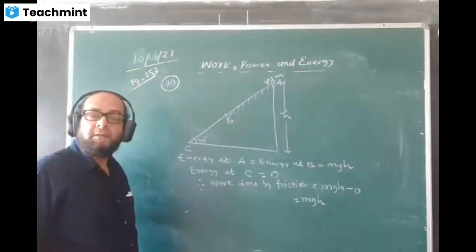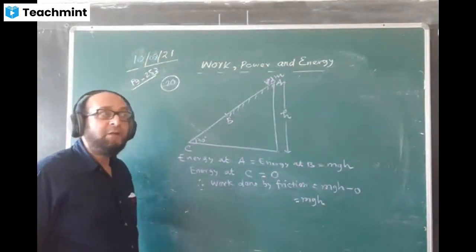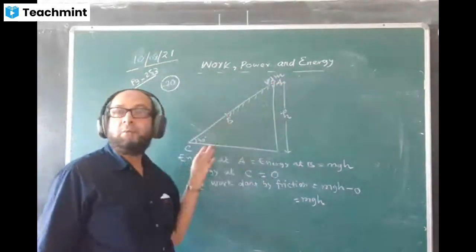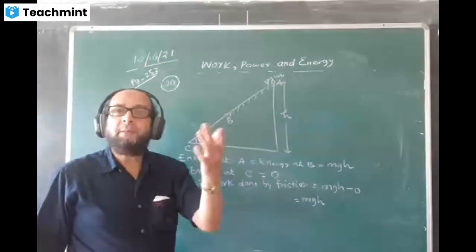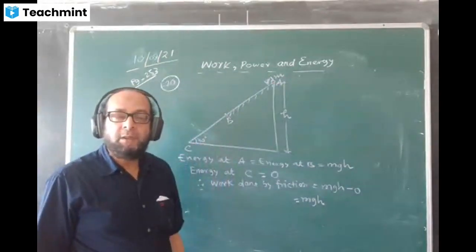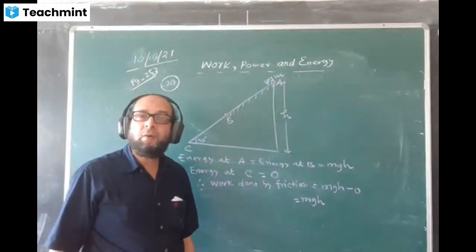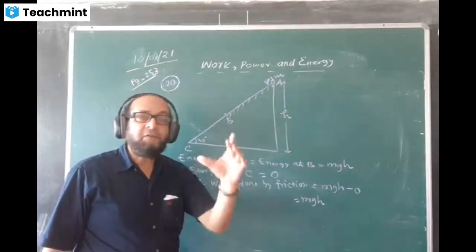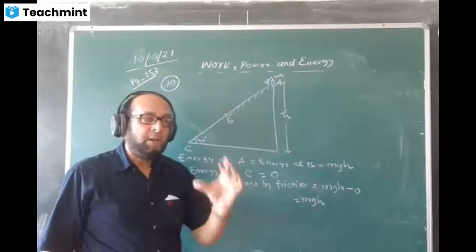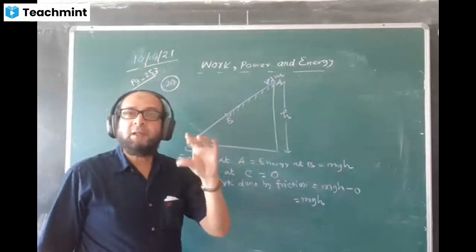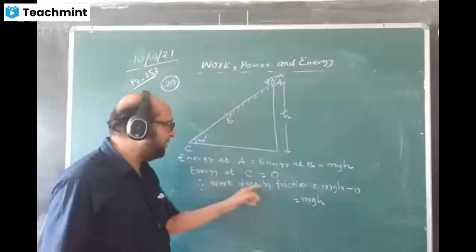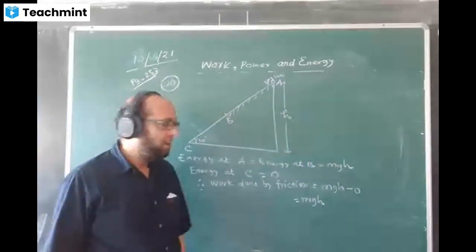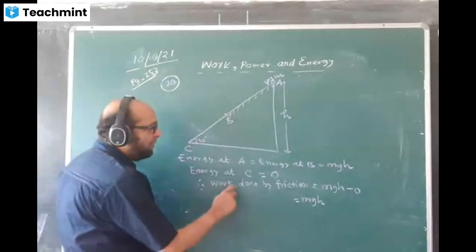Boys, are you understanding? Yes, sir. I told you yesterday, if the energy at one point and the energy at the other point is not becoming equal, then what can be the cause? Energy must be equal. Because of the friction, there is loss of energy. Whatever is the loss, that is the work done by friction. Work done by friction is equal to the difference of the energy at different points.